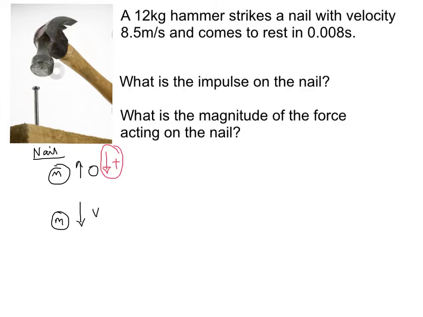Now, impulse is change in momentum, so that's the final momentum minus the initial momentum. In this case, m times v is the final momentum, and m times 0 is the initial momentum, giving us an impulse of mv. Not very helpful. We don't know what the mass of the nail is, and we don't know what the velocity of the nail is after the hammer strikes it. However, what we can do is look at the impulse on the hammer, because that will be the same as the impulse on the nail, but in the opposite direction.